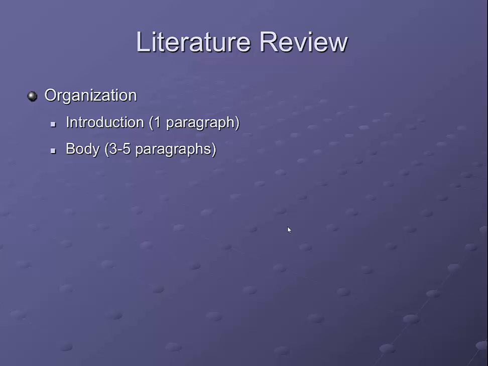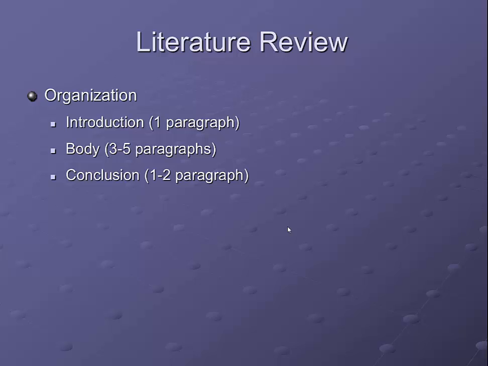So in terms of the organization of a literature review, you're going to have an introduction, which is generally 1 paragraph, although it could be 2 paragraphs. You're going to have a body, which will be anywhere between 3 and 5 paragraphs. And you'll have a conclusion, which will be usually 1 paragraph, sometimes 2 paragraphs. So a nice literature review in a basic manuscript will have 1 paragraph for an introduction, 3 to 5 paragraphs for the body, and 1 paragraph for the conclusion.